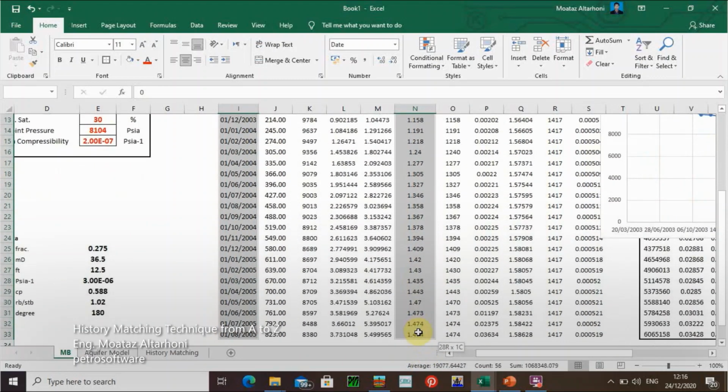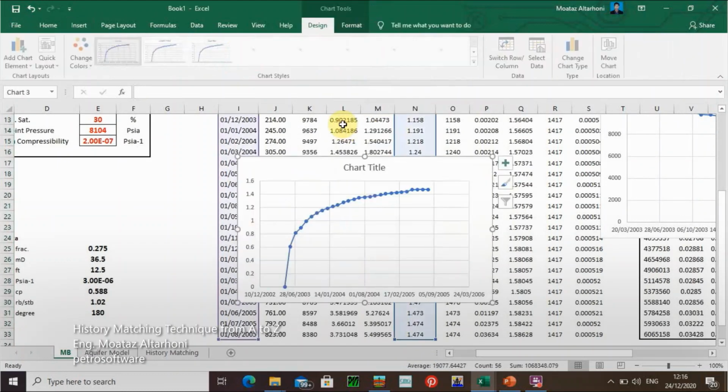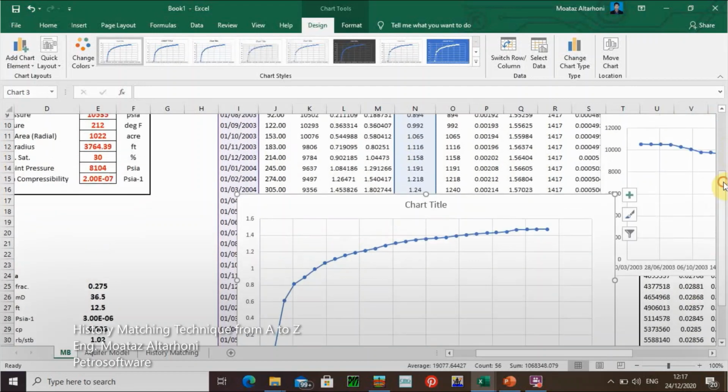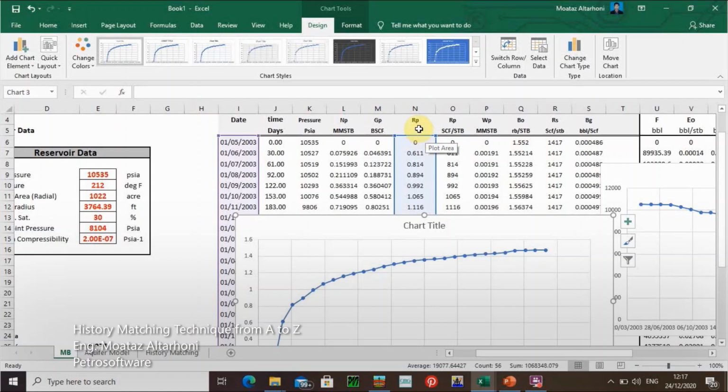And that must be confirmed. Yeah, we can see here it's nearly constant. I plot this with RB, but here in standard cubic feet per stock tank barrel. We can see here it's approximately constant.